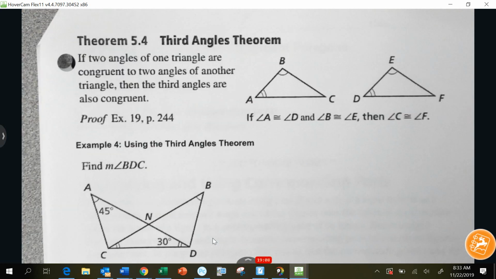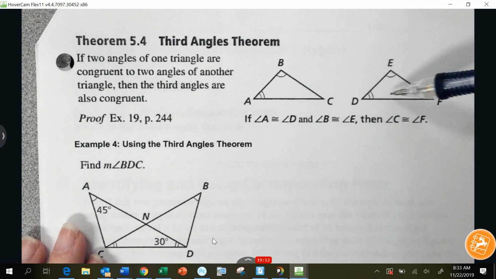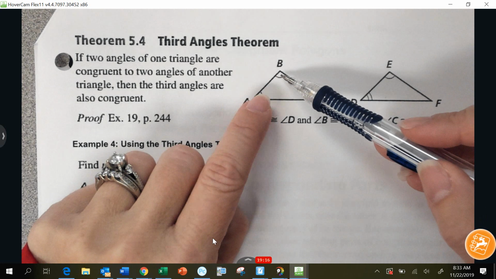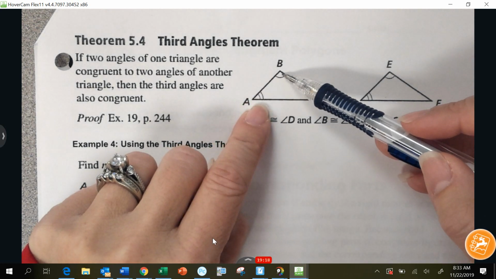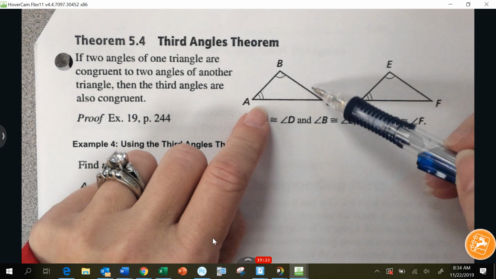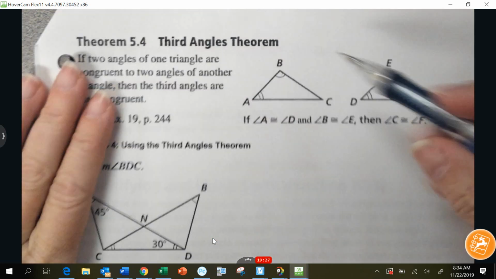This is the third angles theorem. If we know we have two triangles that are congruent already, and we have two angles in them congruent, you guys know what all the angles added up together in a triangle add up to be? The sum is what? Sorry.